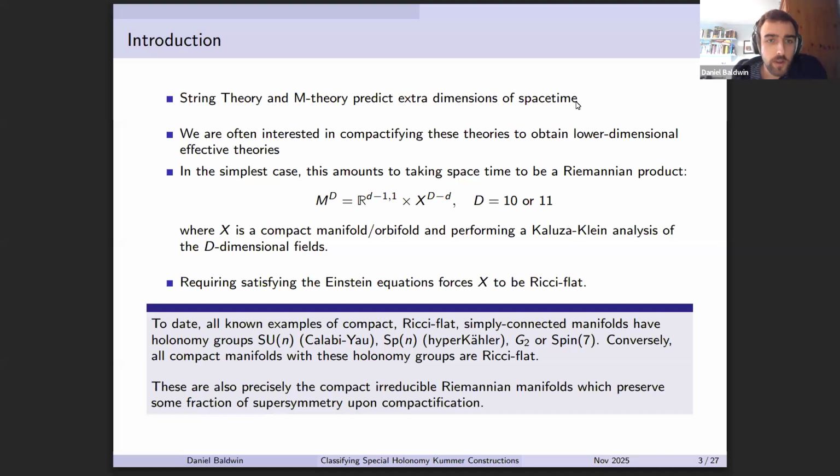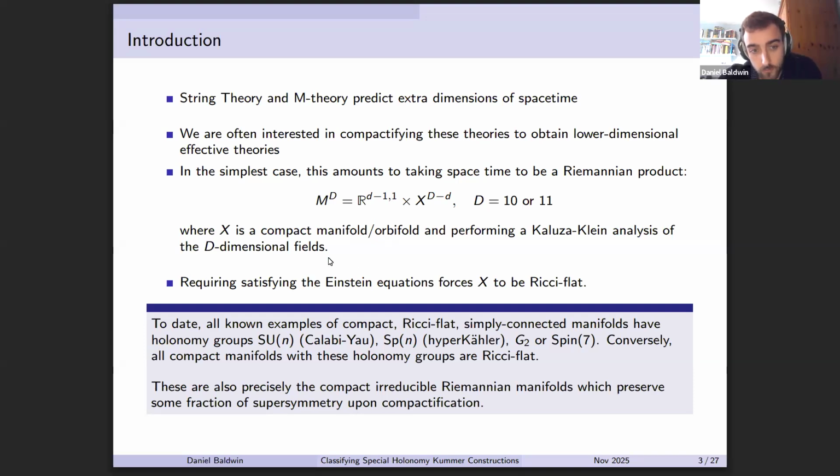So string theory and M theory predict extra dimensions of spacetime, as is well known, and we're often interested in compactifying these theories to obtain some lower dimensional effective theories. The simplest way we can do this is to just take our 10 or 11 dimensional spacetime to be a Riemannian product of Minkowski space with some compact manifold or orbifold X. And then we can perform some Kaluza-Klein style analysis on the higher dimensional fields to obtain some effective theory in the Minkowski space.